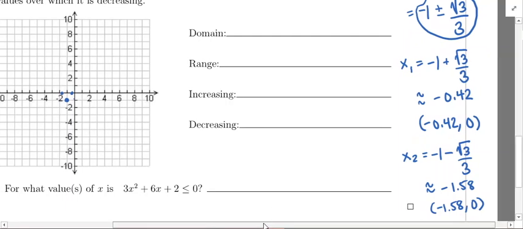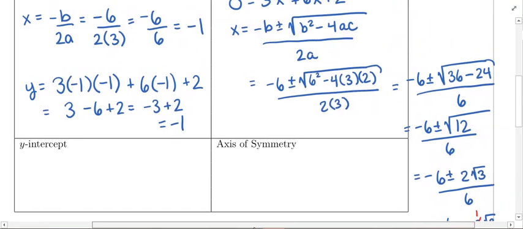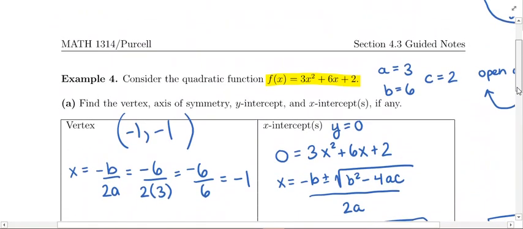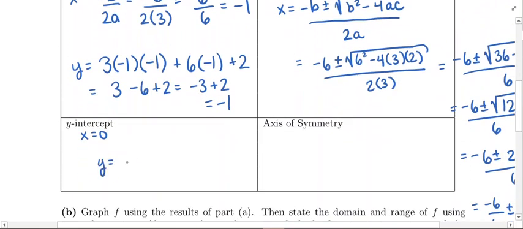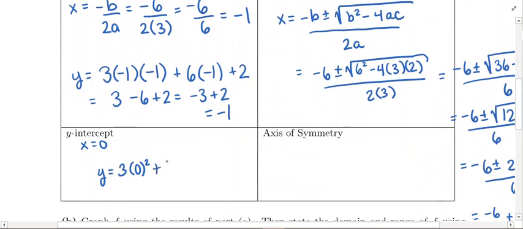All right, so here we go. We need to finish the work up here. We need to go back and try to find the y-intercept. To find the y-intercept, we go back to the original function, set the x value equal to 0, and solve for y. If we go up to the yellow equation, we know that f of x is y. So we plug in 0 for x: 3 times 0 squared plus 6 times 0 plus 2. This is 0 plus 0 plus 2, which is just 2. So you have a y-intercept at (0, 2).